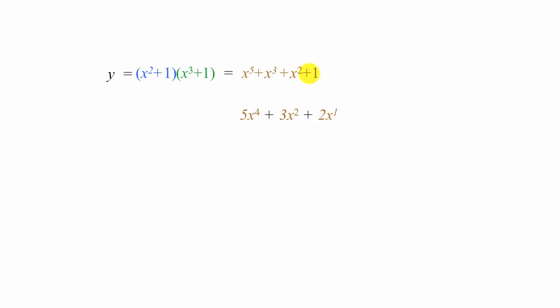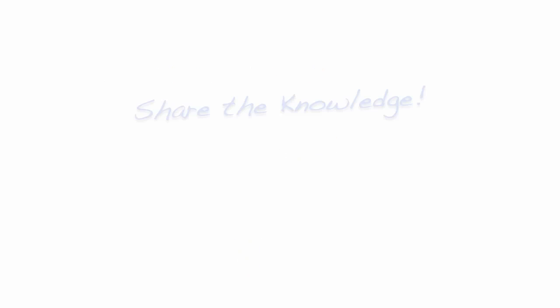So now the derivative of 1 is 0, so I can just scratch that off. The derivative of any constant is 0. So there you have it. It doesn't make a difference which way we go about it. Bob's still your uncle.